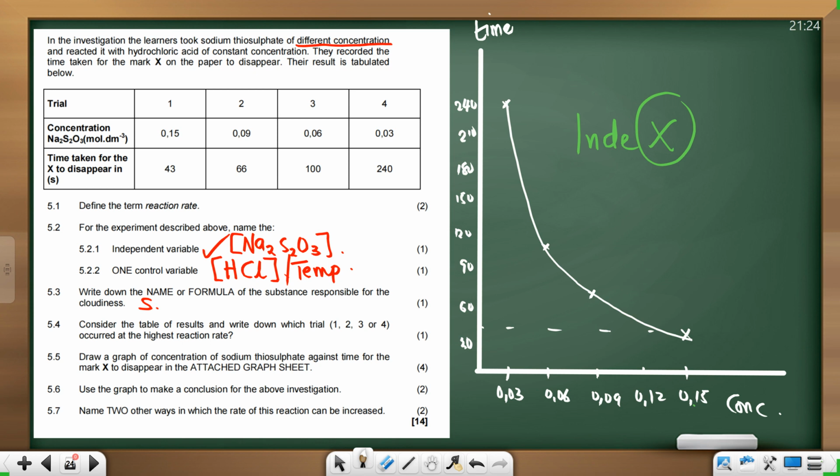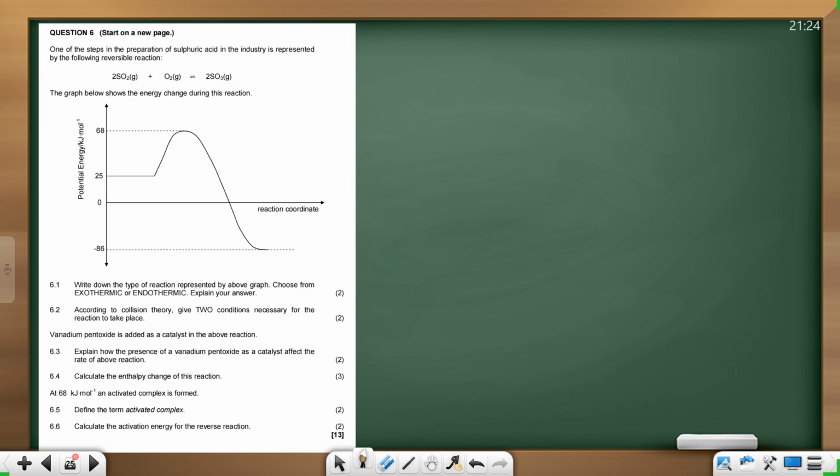I have answered rate of reaction. I was hoping I'll get one with a stoichiometry. I need to look for it, though. I need to look for one with a stoichiometry where we have to calculate some things.